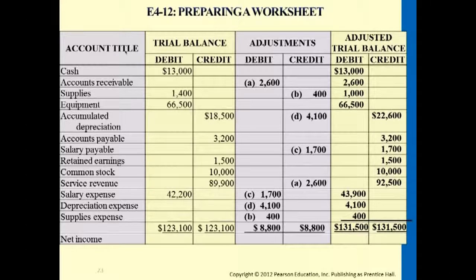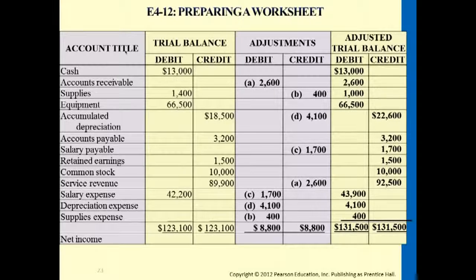Okay, equipment, the same amount, just copy. Accumulated depreciation, we have $18,500, and now additional, $4,100. Okay, so you see the original balance of accumulated depreciation on the right side. Now we have an additional amount that we want to represent under this account to bring down the value of long-term asset, because we have been using long-term asset. Okay, accounts payable, same dollar amount. Salary payable, we have adjustments here. Originally was 0, so now we have $1,700 that we owe to employee.